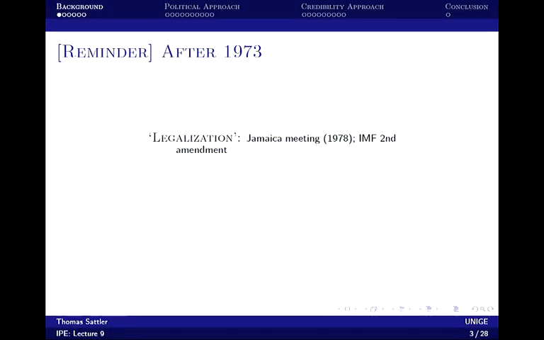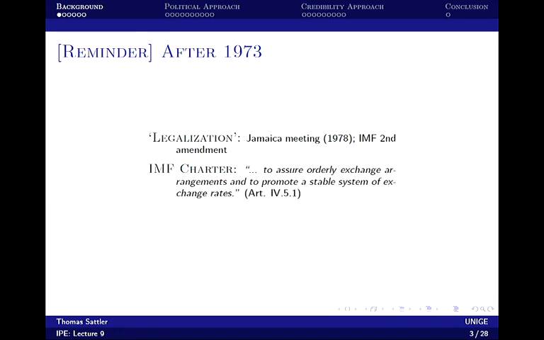So as a start, I want to begin where we ended last week. Remember that the Bretton Woods system collapsed, and countries were more and more moving towards flexible exchange rates. And these flexible exchange rates, to some extent, were illegal. Now, that doesn't mean that governments who had them would get into trouble. But nonetheless, it was inconsistent with the rules and the norms that we saw in the international monetary system at that time. So flexible exchange rates were legalized at the Jamaica meeting in 1978, which led to the second amendment of the IMF. And this meant that now countries were only obliged to have a stable system of exchange rates instead of a system of stable exchange rates, right?